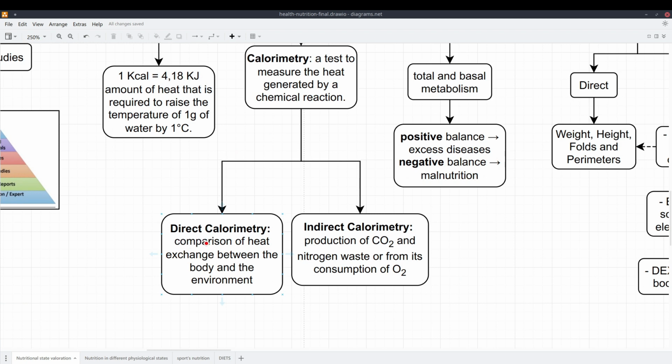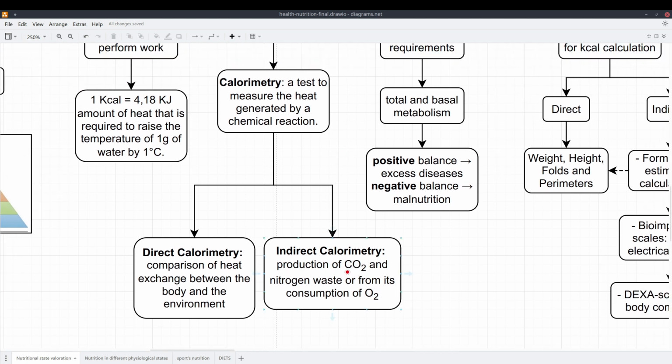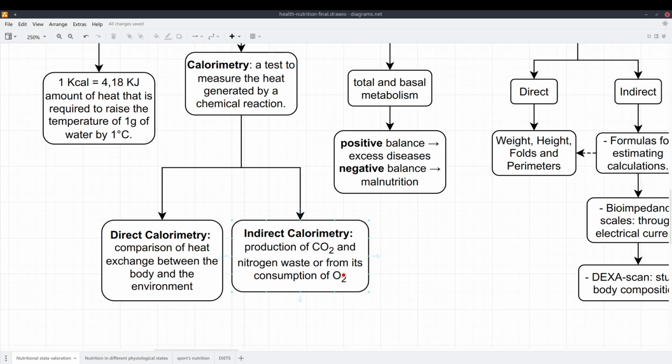Direct calorimetry is a comparison of heat exchange between the body and the environment, whereas indirect calorimetry is the production of CO2 and nitrogen waste, or from its consumption of oxygen. So if we calculate calorimetry using this method, we will see changes in CO2 and O2, and this is because indeed to create heat these two components are needed. I mean, you need oxygen and you release CO2.